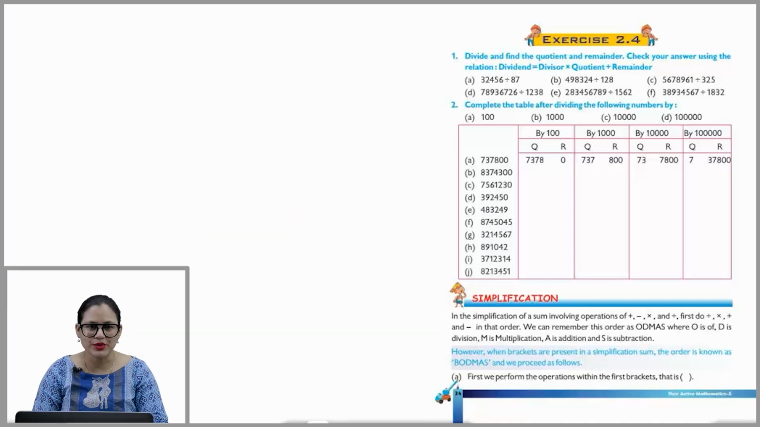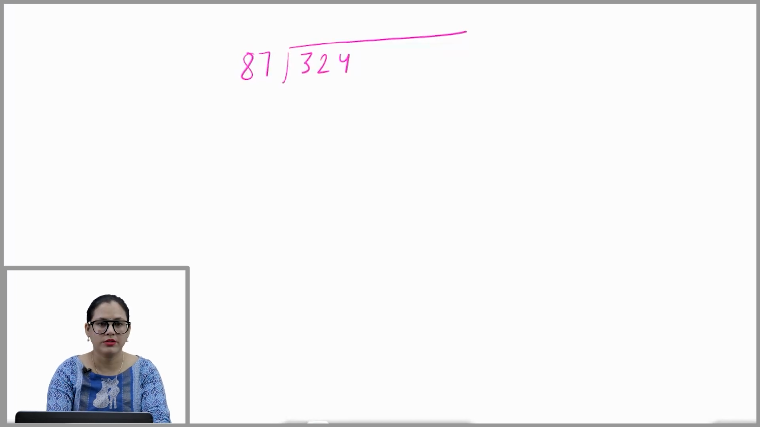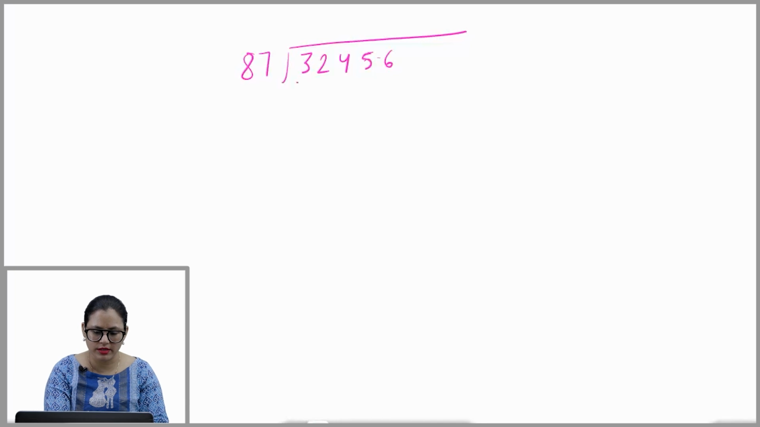Let's do exercise 2.4. Number 1, divide and find the quotient and remainder. Check your answer using the relation, that is dividend is equal to divisor into quotient plus remainder. Okay, so let's do it. You have this number 32456. Okay, so there are 2 digits in divisor 87. We will consider 2 digits, but 32 is smaller than 87, so we will consider 4 digits here. Okay, so 87, let's first multiply with 3.